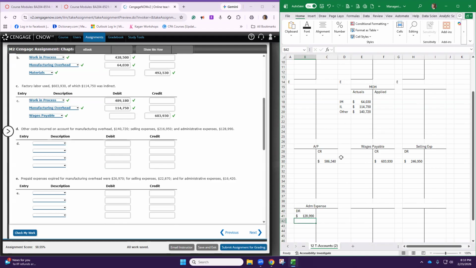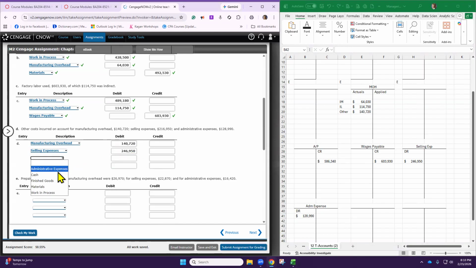Okay, so let's go ahead and put these three in. Let's put in manufacturing overhead, and they told us what it is, but then we just have to add those three numbers together to see what we're going to credit. So then selling, okay, and then admin. Okay, and then we've got to add those together on account. So accounts payable, yep, it's going to get the total amount.